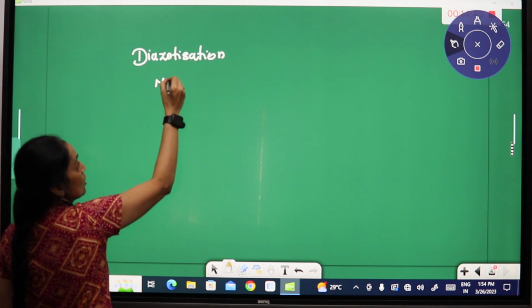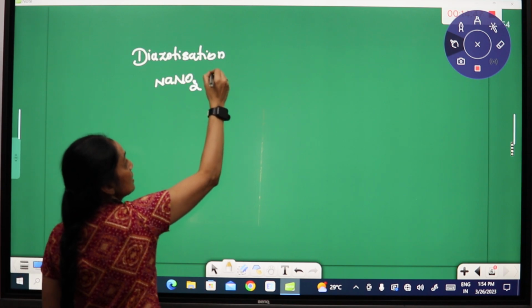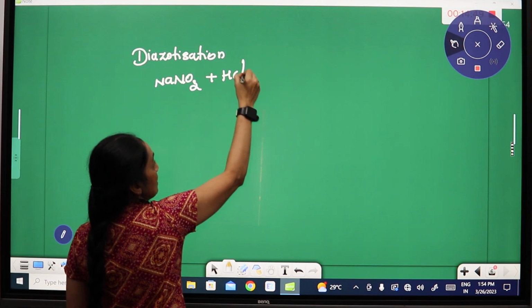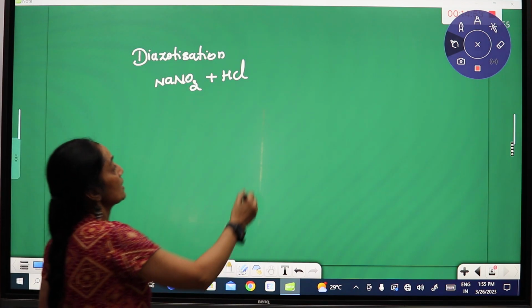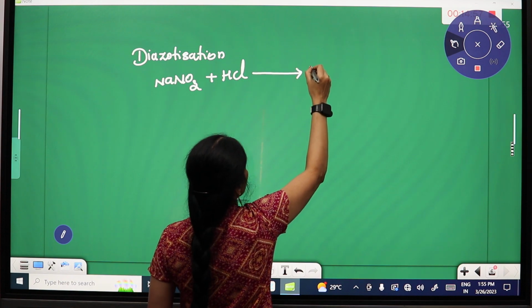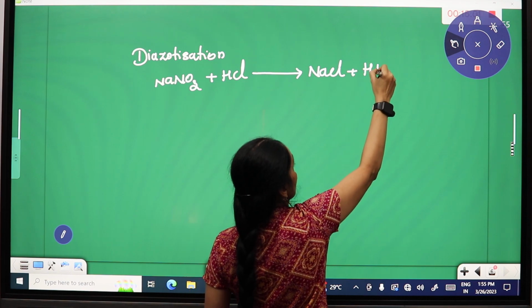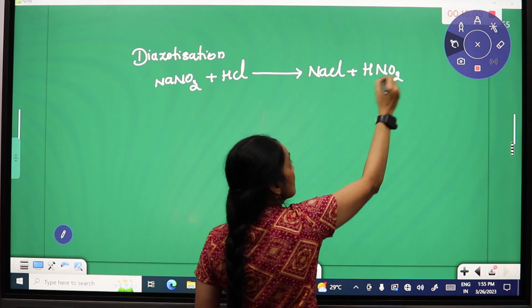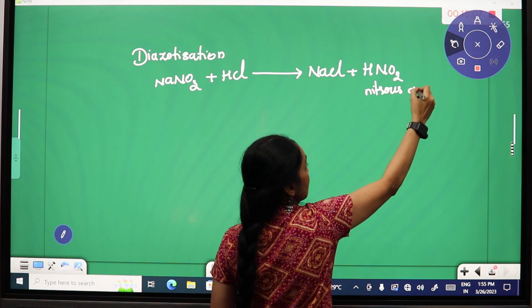We are going to take sodium nitrite, NaNO2, and treat this with HCl. NaNO2 is nothing but sodium nitrite. When you treat this with HCl, I will get NaCl and nitrous acid, that is HNO2. This we call nitrous acid.